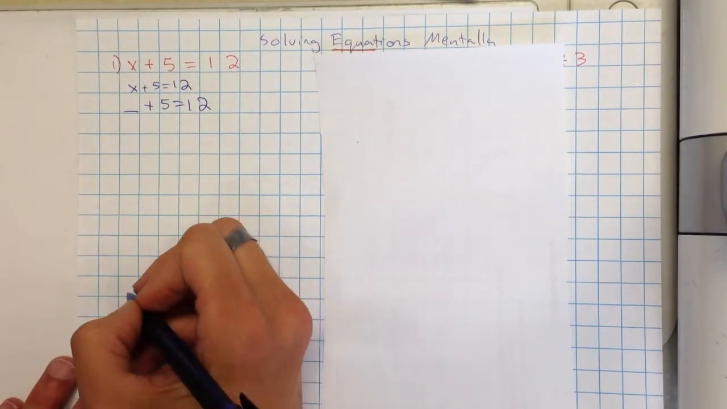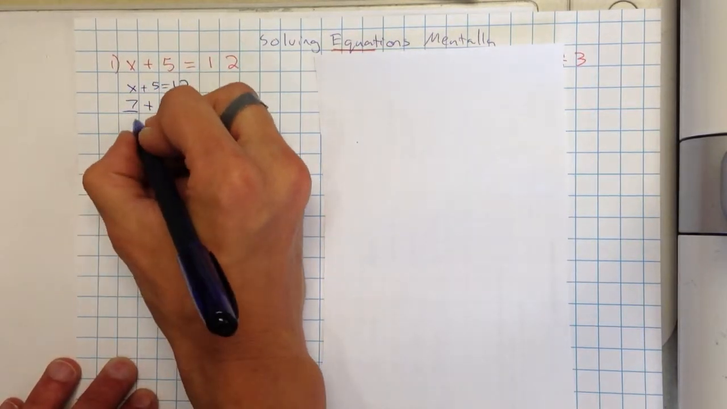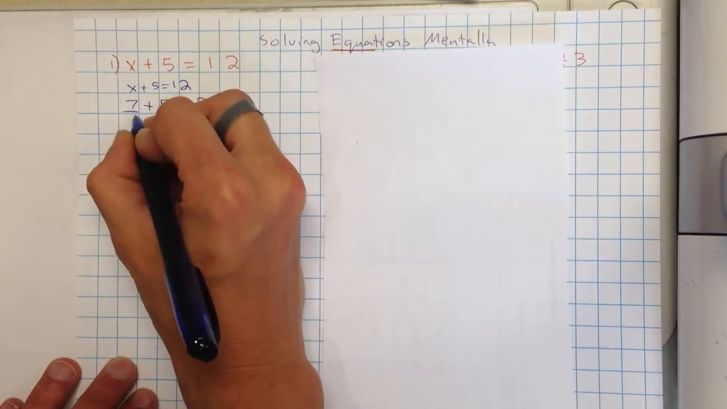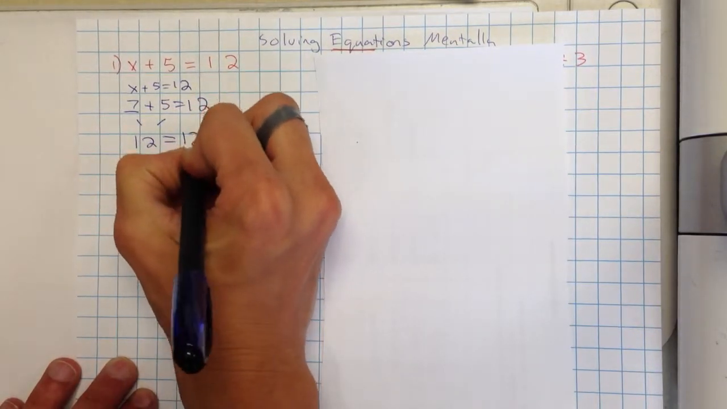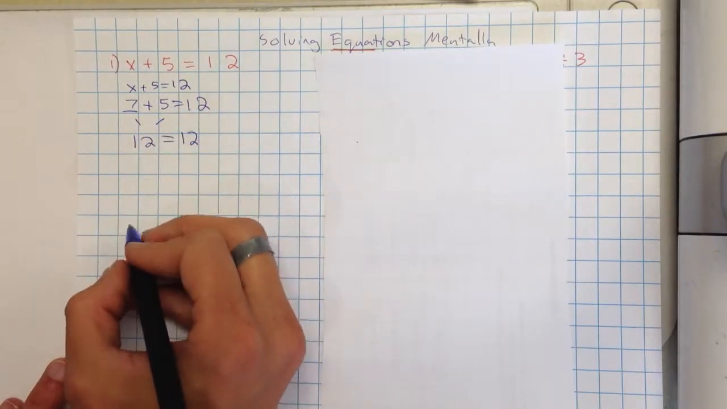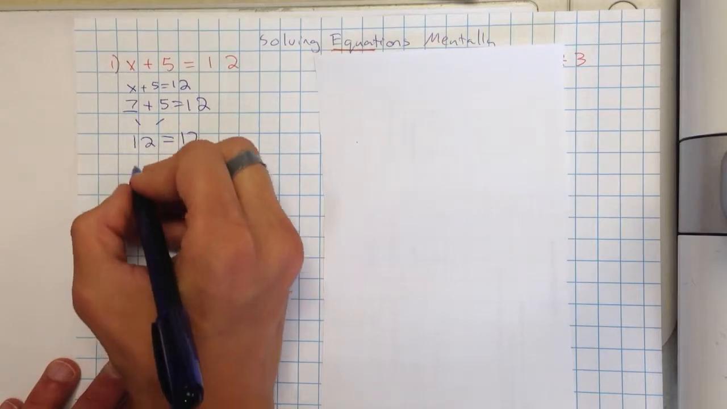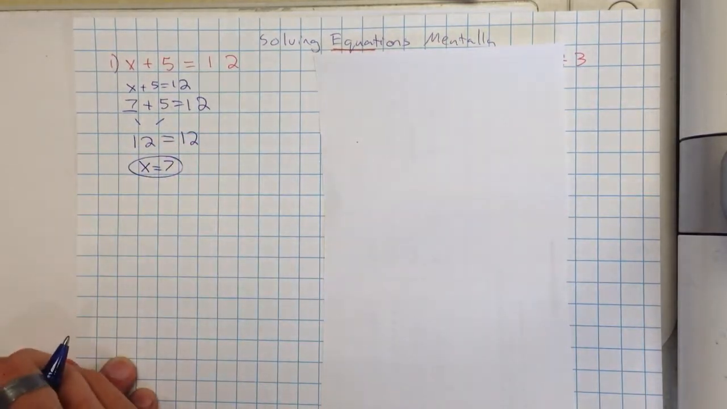So then I would think a little bit to myself, well, what number would make that true? Then I would probably try 7. And then to check my answer to see if that works, I would have 7 plus 5 equals 12. So I have 12 equals 12. I'm just bringing the right side down. So that means I know I got it correct. So that means 7 must be x. So to write my answer, I would put x equals 7. Now I would circle that.